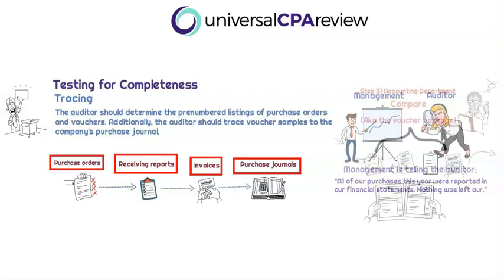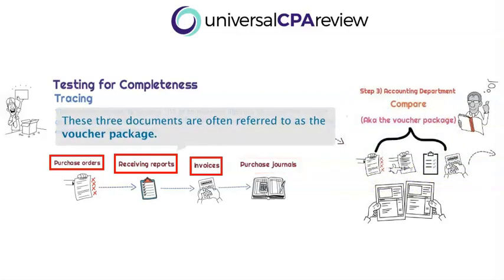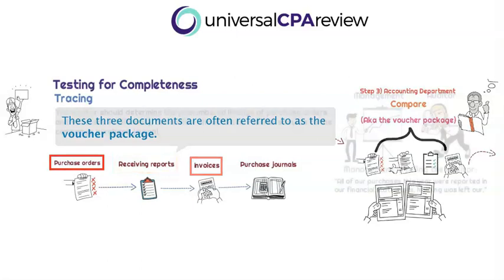Okay, so remember, they very frequently refer to this as the voucher package when the accounting department would be comparing the purchase order with the receiving report with the invoice that was received. So very frequently you might see tracing from the voucher package to the purchase journal or to some other final report. Very important that we understand what they refer to when they're talking about the voucher package. If you're still a little bit confused on that, it might be safe to go back to the previous modules and understand what this looks like when management is creating this documentation.